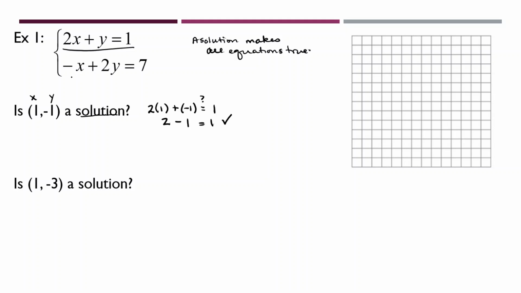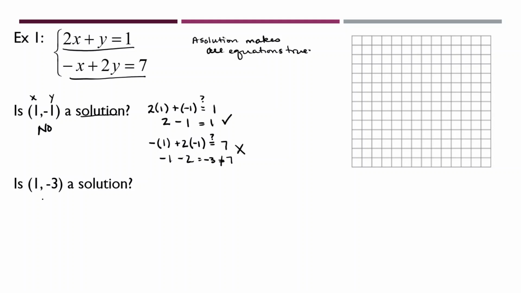Okay, then I plug it into the second equation. So I'll have negative x plus 2 times my y. And the question is, does that equal 7? So I have negative 1 minus 2, which equals negative 3, which is not equal to 7. So the answer would be no. It made the first equation true, but not the second one.